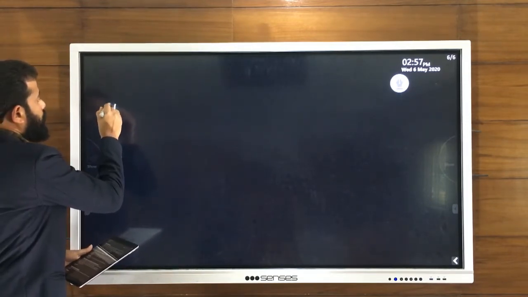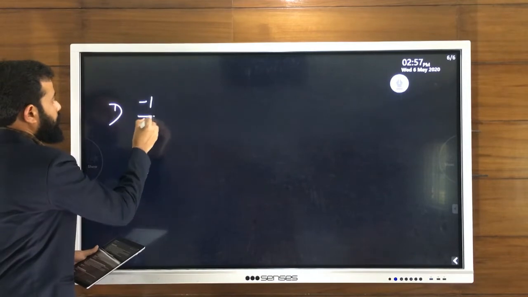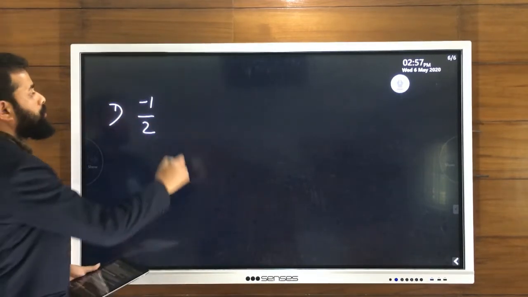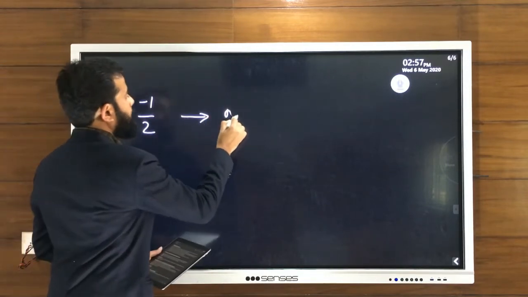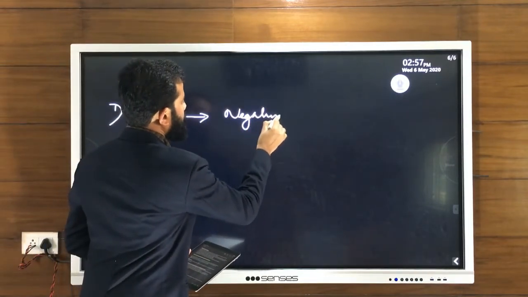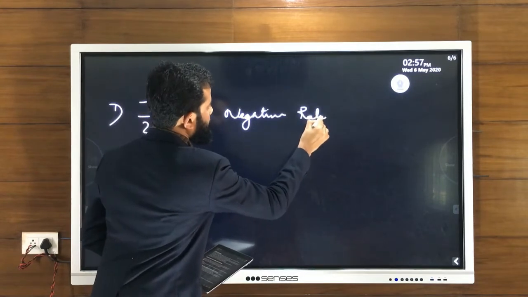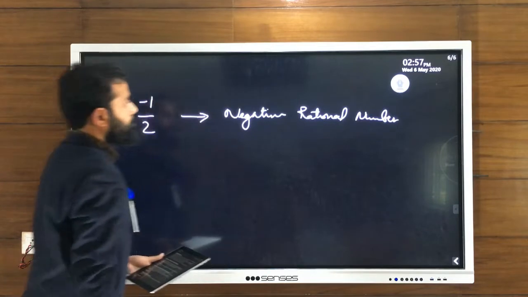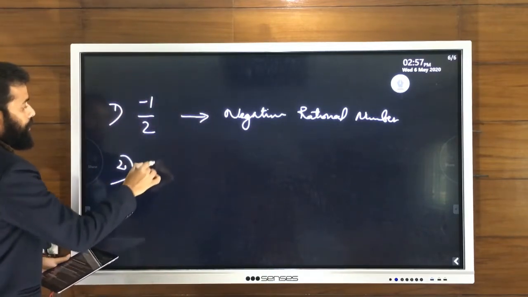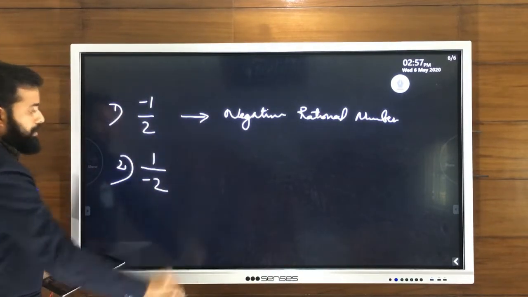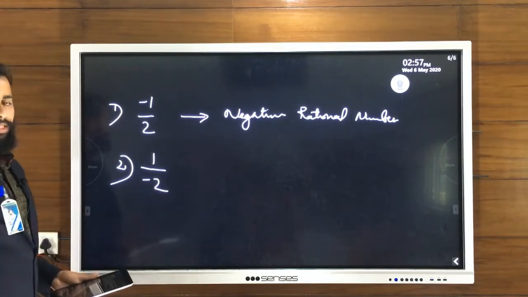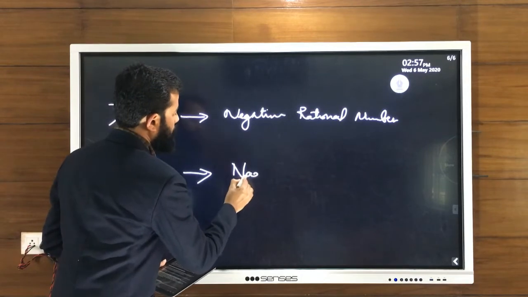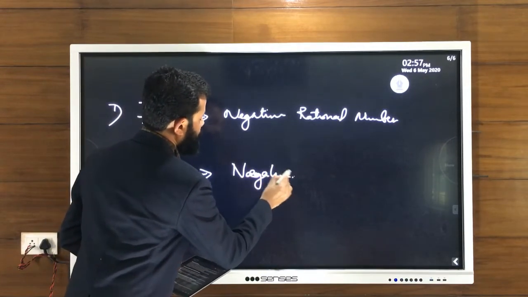That is, first one, minus 1 divided by 2. Here the numerator is negative, so the rational number is a negative rational number. Next, 1 divided by minus 2. Here the denominator is negative, so the rational number becomes negative.